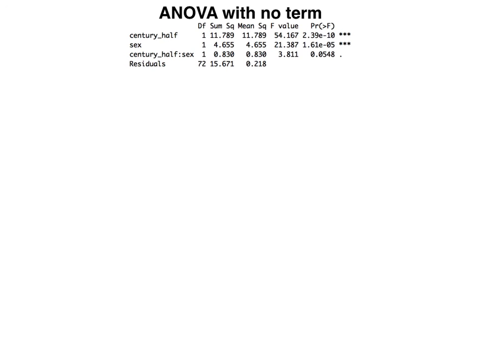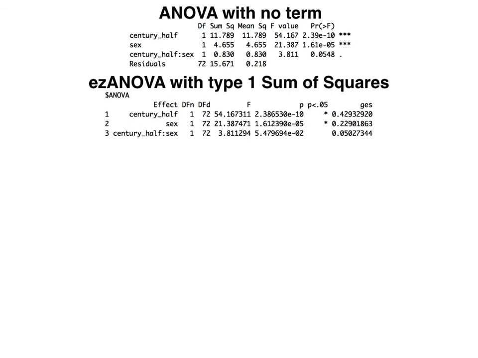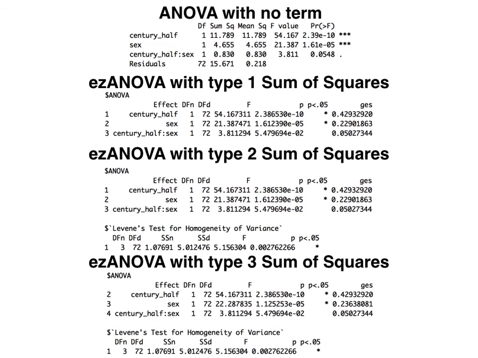Again, here's our 4 models. Our AOV model is much simpler since we have no error term. Now looking at century half, there's no difference across the four models. But for sex, again, our type 3 model shows a difference while the other three do not. But we still have the same values for the interaction.